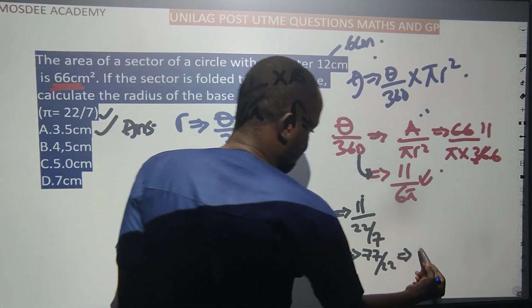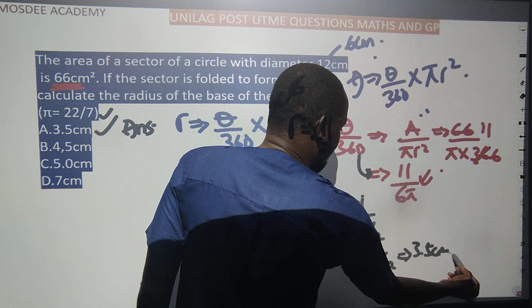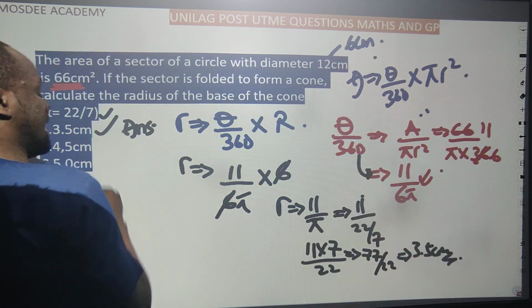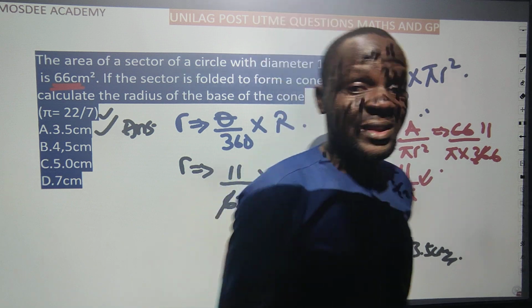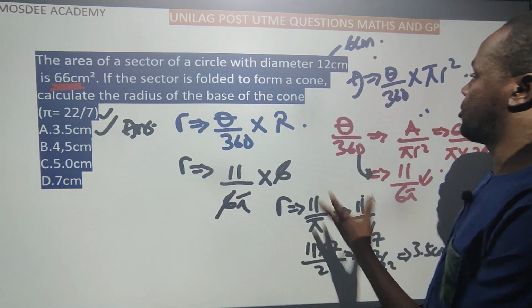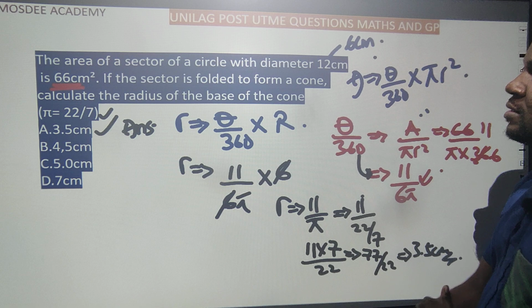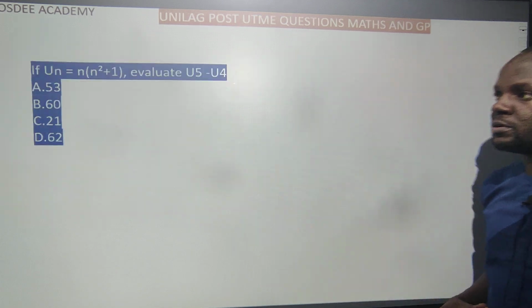3.5. So that's 3.5. So why I've worked in terms of pi, because some questions will leave their answers in terms of pi. And that is why it is needed for you to know some simple formula about a cone that is generated from the circle. Next question. Thank you.